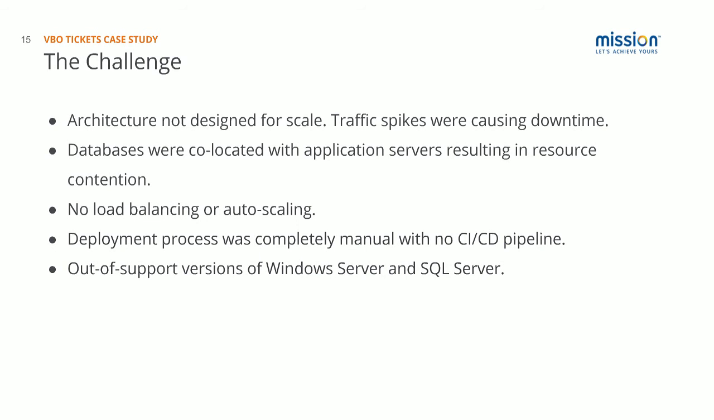The crux of their issues was that the environment just wasn't designed for scalability, and traffic spikes were causing intermittent downtime for their customers. VBO's main application was running on a single, albeit large, Windows Server instance that also had the database running alongside it. Furthermore, the versions of Windows and SQL Server were nearing their end of life and were about to become out of support. So the company was in need of an architecture that would scale to meet their variable traffic requirements, as well as the ability to develop and deploy new functionality in the quickest manner possible.